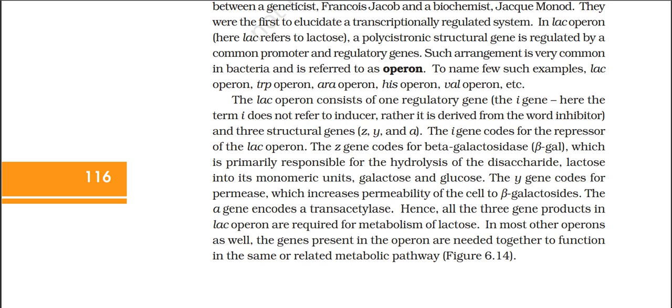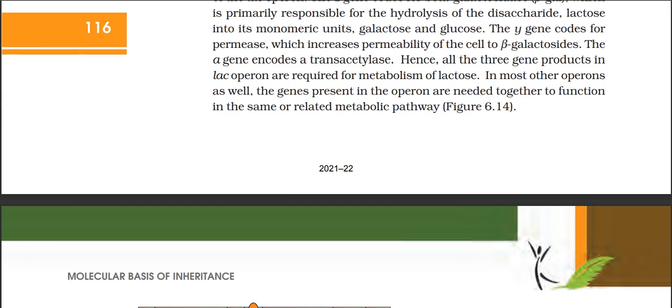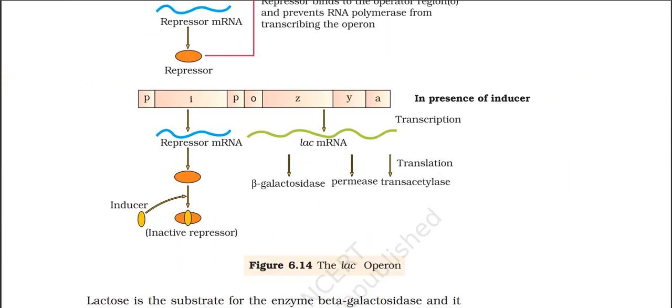The Y gene codes for permase, which increases permeability of the cell to beta-galactosides. The A gene encodes a transacetylase. Hence, all the 3 gene products in LAC operon are required for metabolism of lactose. In most other operons as well, the genes present in the operon are needed together to function in the same or related metabolic pathway, figure 6.14.